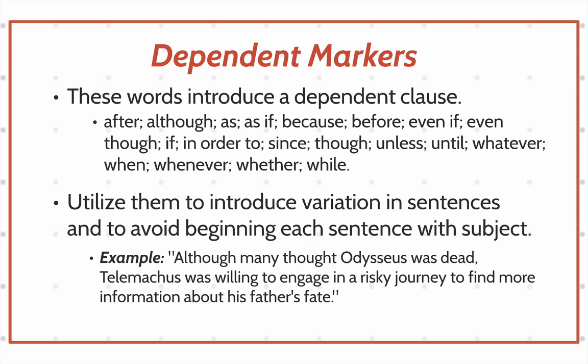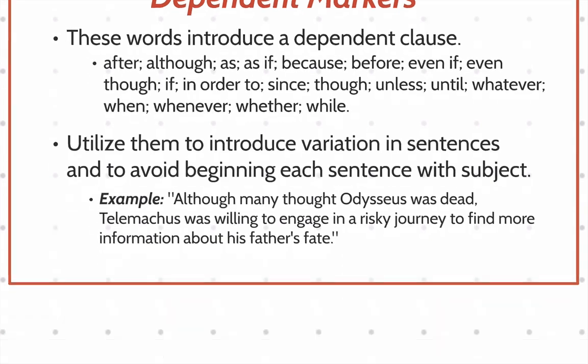So there's an example here that relates to the Odyssey that we read in Honors 111. The example, he says, "Although many thought Odysseus was dead, Telemachus was willing to engage in a risky journey to find more information about his father's fate." Right? So you could have begun that sentence with Telemachus, the subject of the sentence, but instead you introduced this dependent clause, and that's potentially more interesting. It depends on what's around it and whether or not you're varying from one sentence type to another. But those dependent markers are a good way to introduce variation at the beginning of a sentence.